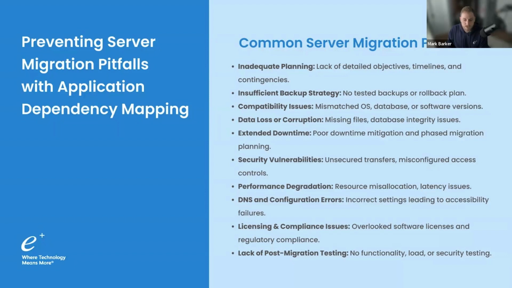Poor downtime mitigation, phase migration planning. What are your wave groups? What are your move groups? Which servers are you going to move together? And how do you know which servers you should move together based on their dependencies and the other servers and the other infrastructure in that environment?